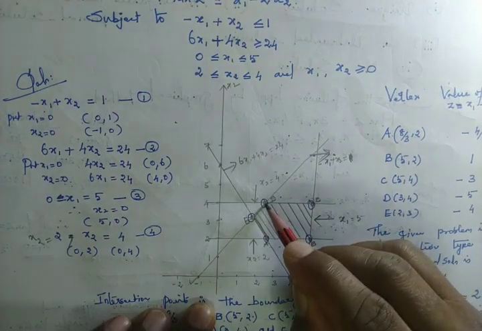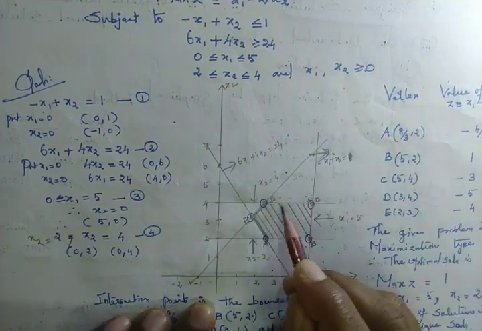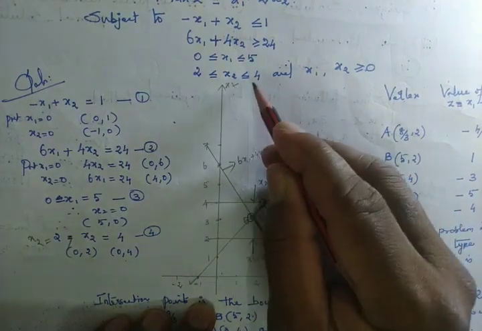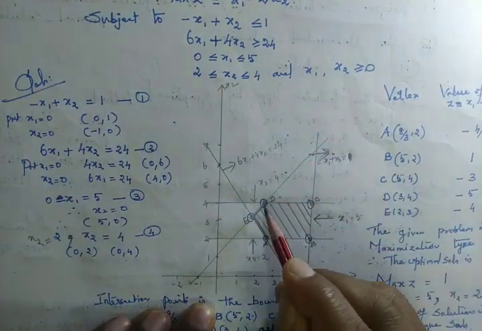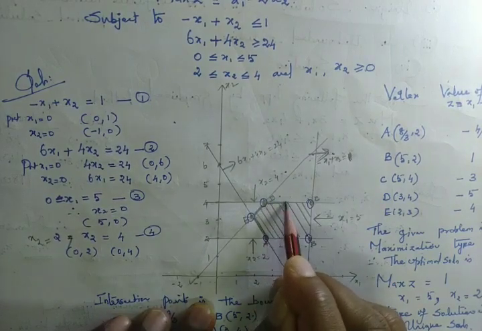And you can't cross this line because x2 lies below it. This line says x2 is less than or equal to 4. So you can't cross the line. You take a diversion again, and you come to this line.